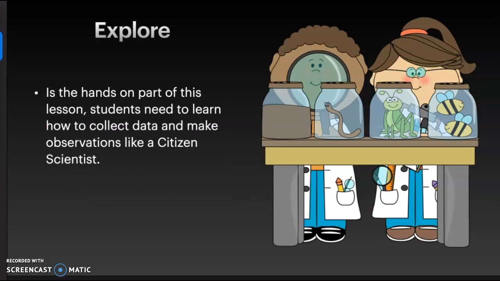So for the explore part, this was the part that was very hands-on in my lesson. In this part, the students go out and look for their own content and use what they know to put into their own little project to collect their data.